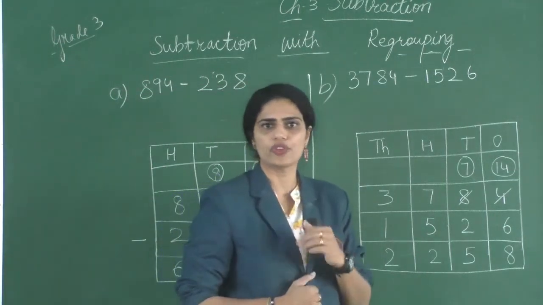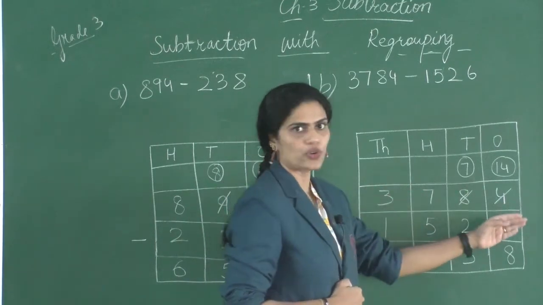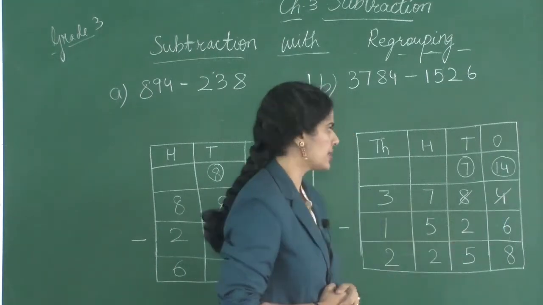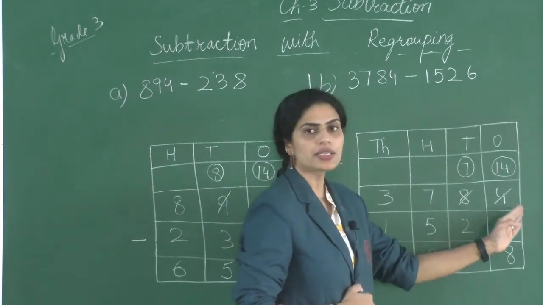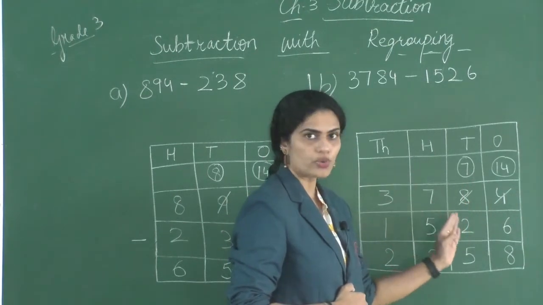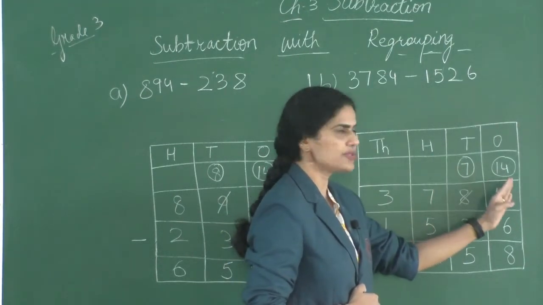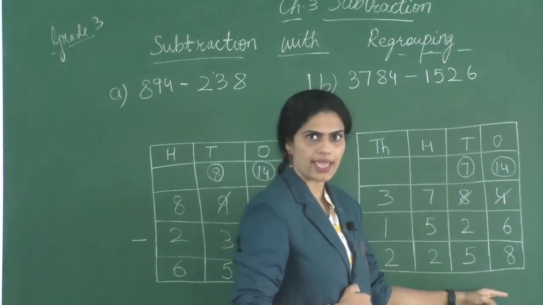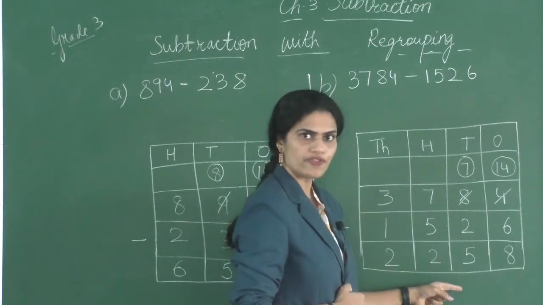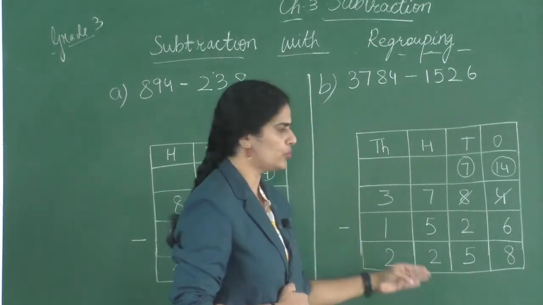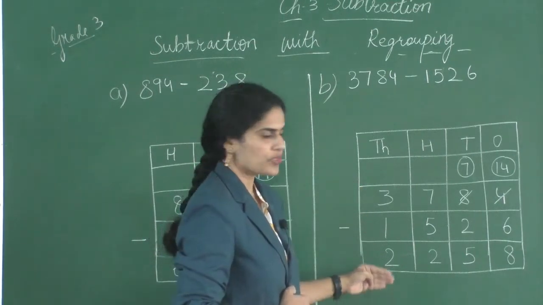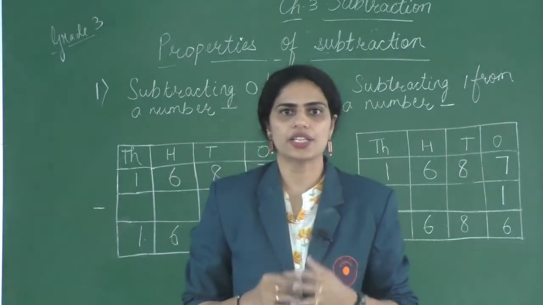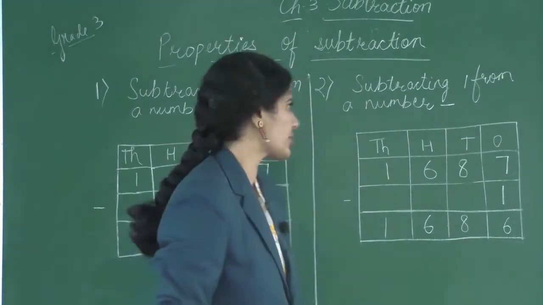Now let's see an example of a 4-digit number. 3784 minus 1526. So again here 4 is a smaller number. So we are borrowing from the tens place and it becomes 14 here and here it becomes 7. So 14 minus 6 is 8, 7 minus 2 is 5, 7 minus 5 is 2, 3 minus 1 is 2. So 2258 is the difference.